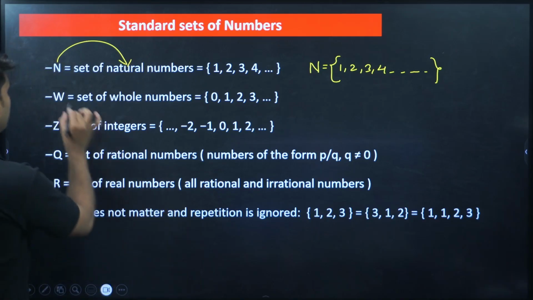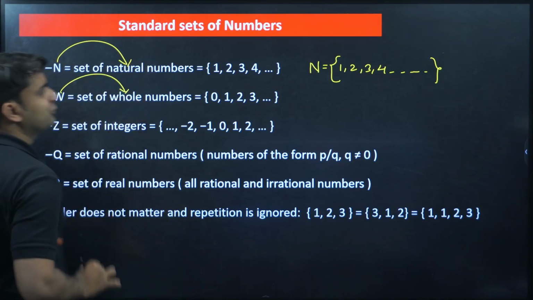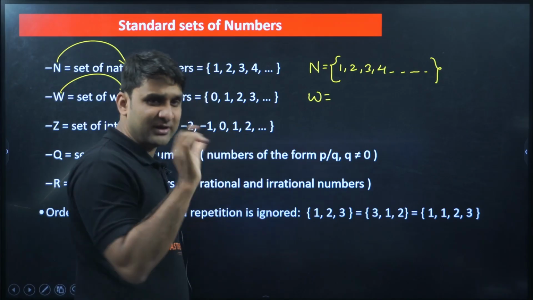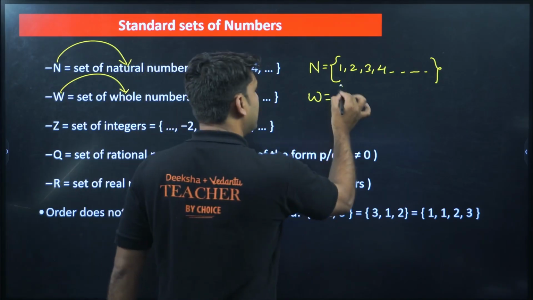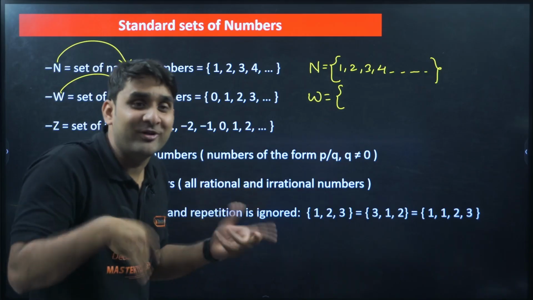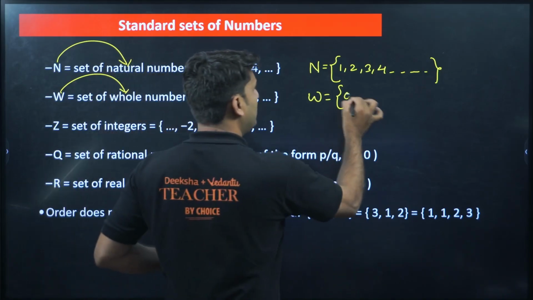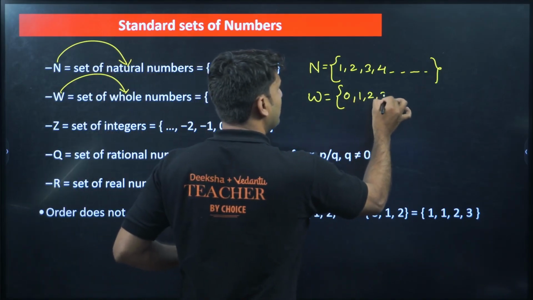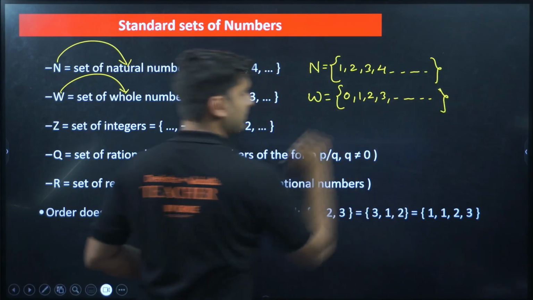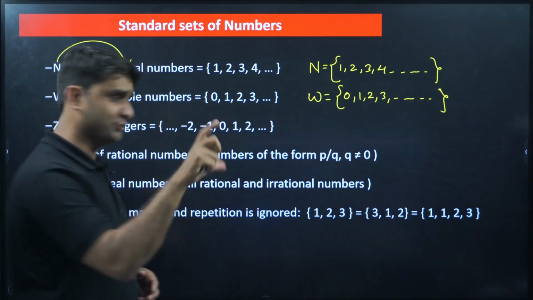For example, W represents whole numbers. For whole numbers, the set is written as W, which represents the name of the set, and again we require curly brackets. And whole numbers means what? 0 will be included in natural numbers. So from 0, 1, 2, 3 and so on till infinity. Again, the curly bracket should be there at the closing point.